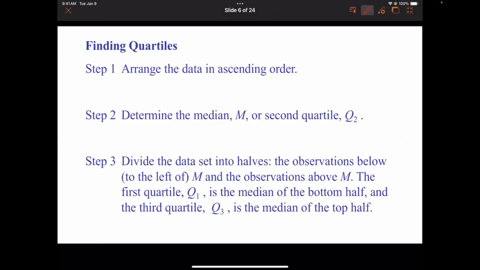Next, you're going to basically find the median of the lower half. That'll be Q1. And then you find the median of the top half, and that's Q3. Once we actually do it, you're going to be like, oh yeah, that's easy, no problem. In words, it looks a lot more complicated than it is. It's pretty basic. You'll be okay.